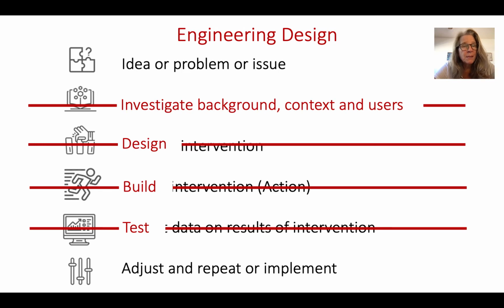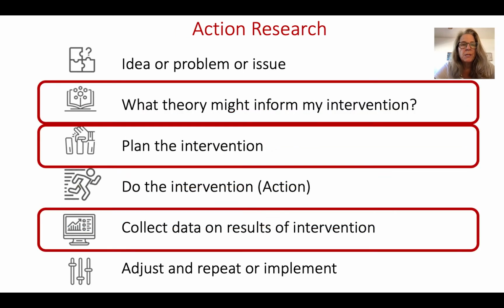Another example of a similar process is the engineering design process, where we get an idea or a problem or an issue, and then we spend some time investigating the background, context, or users. In engineering design, we don't always go to theory, but we do some background research. And then we go through the 3-step process of design, build, test, which actually can be mimicked through the plan, act, and then collect data. And then lastly, we adjust, repeat. So the engineering design process is very similar to action research also.